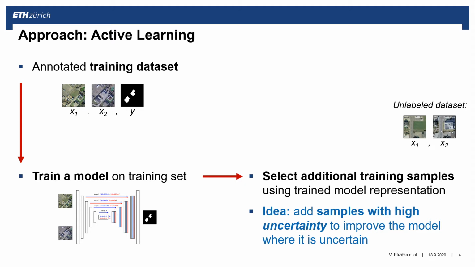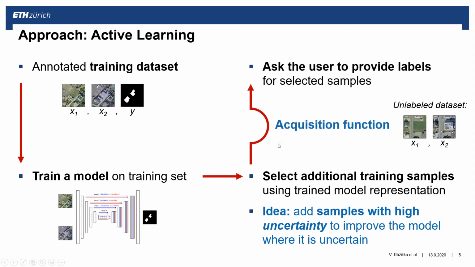The key idea is to add samples with a high uncertainty score to improve the model where it is being uncertain. For that, we are using some sort of acquisition function which goes through the whole unlabeled dataset, selects samples which have a high uncertainty score, and then asks the user to provide labels for the selected samples. Finally, we add these new samples into the training dataset and continue with the next iteration of the active learning algorithm.